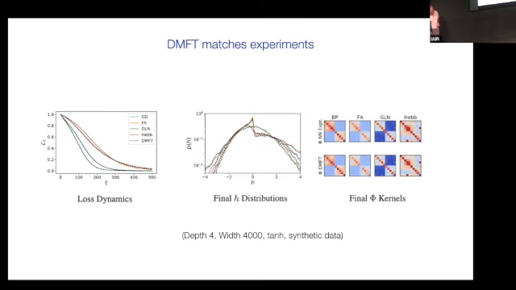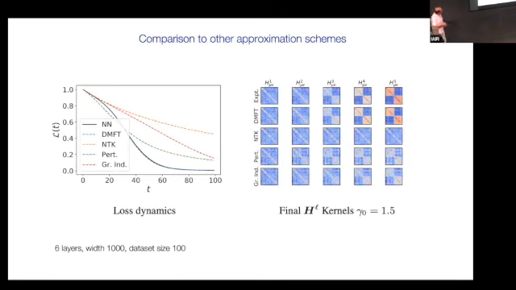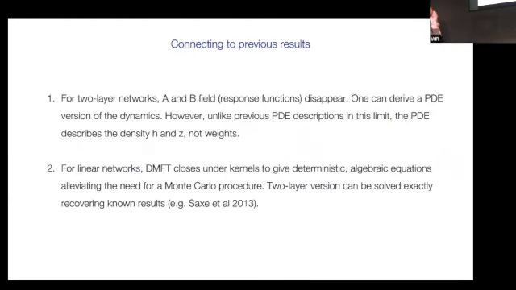I'm running terribly over time. Okay, this compares the DMFT in this particular limit to other approximation schemes, which involve things like NTK limits, some perturbation theory, a small gamma perturbation theory, and other things. The DMFT works, but it was designed to work in this limit, so it's not really too informative. I'll skip this.